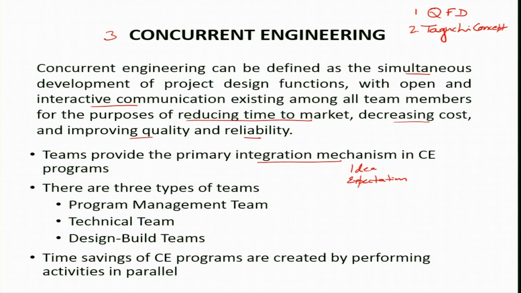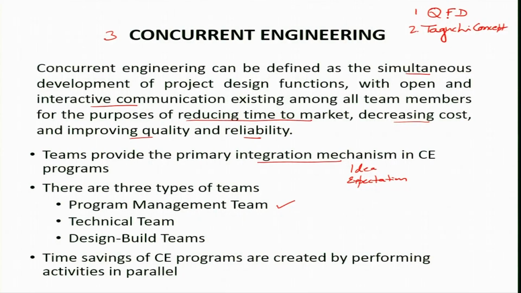There are 3 types of teams. One is the program management team. Their idea is to coordinate with all the stakeholders, end to end, right from the idea to the launch and the further improvement, etc. Everything is the responsibility of the program management team. They will look after the forming of the team. They are the real owners of the program.